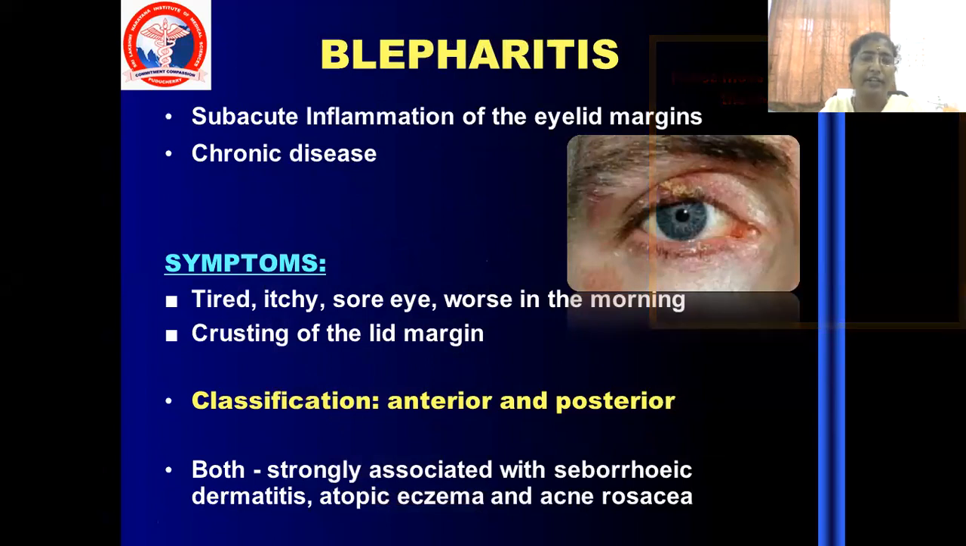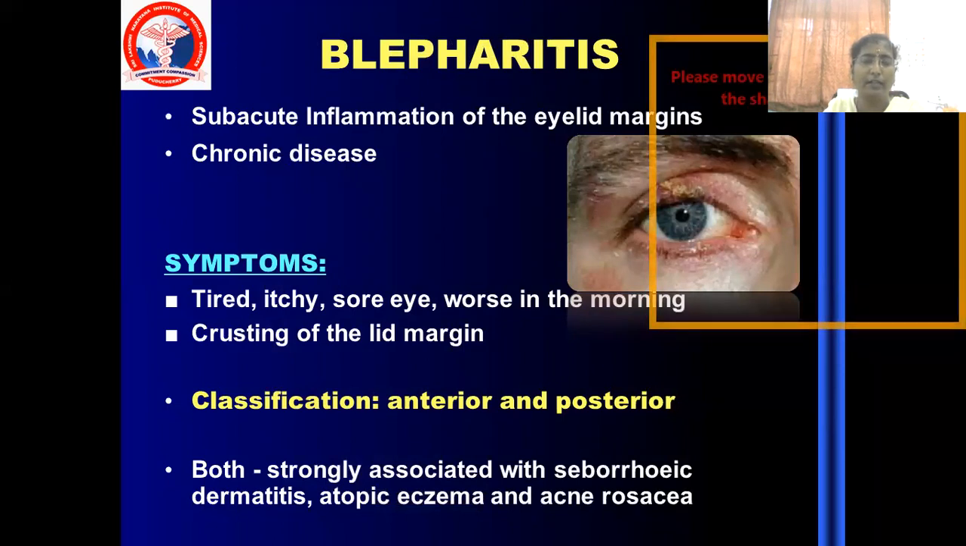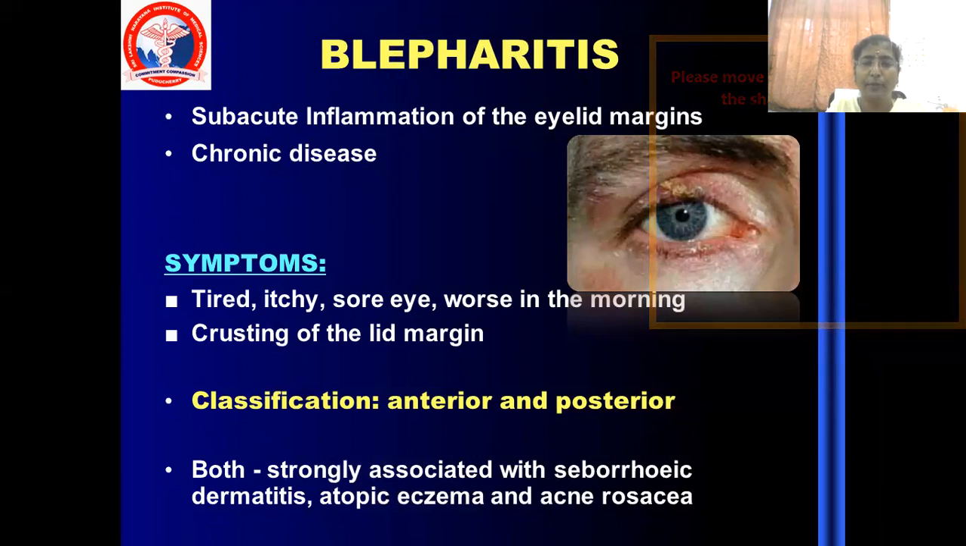So, what is blepharitis? It is the subacute inflammation of the eyelid margins, and it is a chronic disease. The symptoms consist of tired, itchy, and sore eyes, which are worse in the morning, and there will be crusting of the lid margin. It is classified into anterior and posterior blepharitis, and both are strongly associated with seborrheic dermatitis, atopic eczema, and acne rosacea.